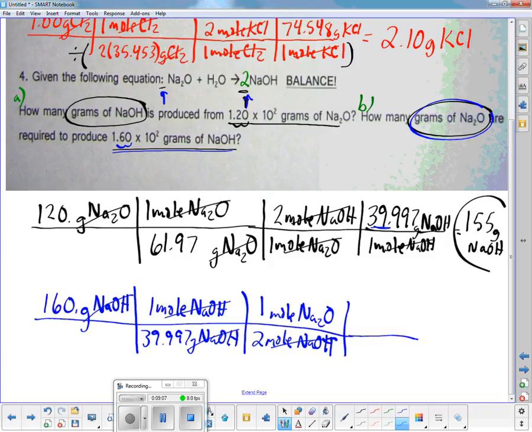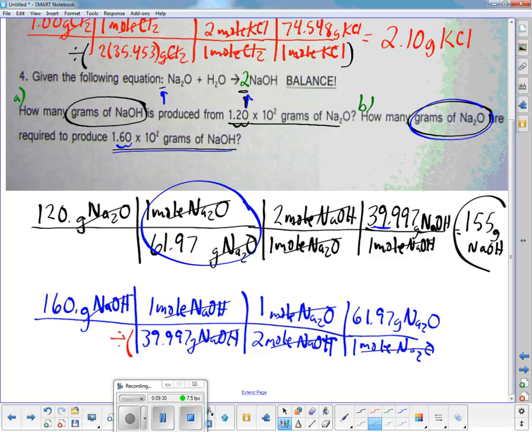Our last conversion is basically this first one right here, but it's flipped. So we're going to put 1 mole of Na2O on the bottom, and we'll put 61.97 grams of Na2O on the top. Moles go out. There are 2 things on the bottom here, so be careful when you divide. Make sure you put the bottom in parentheses, and then get me an answer. 124.